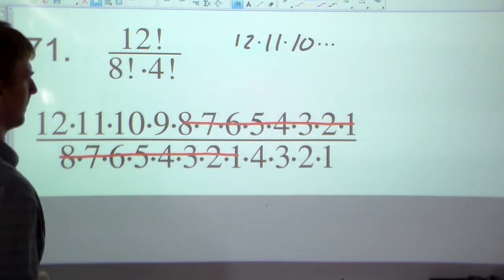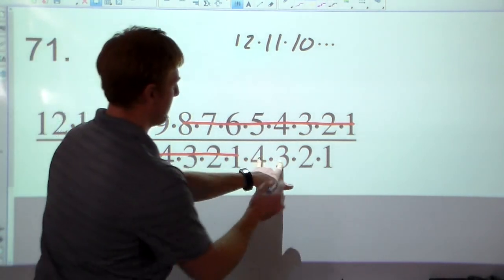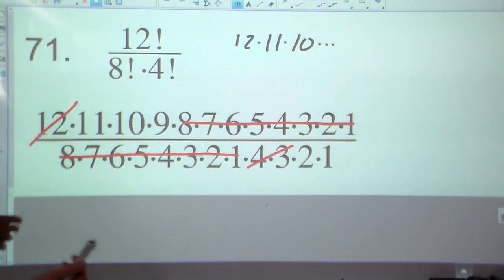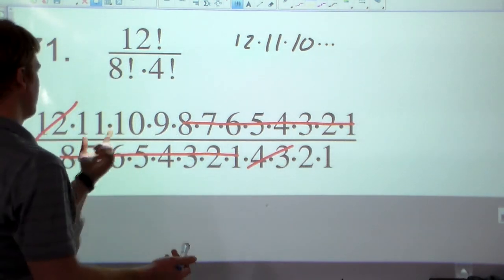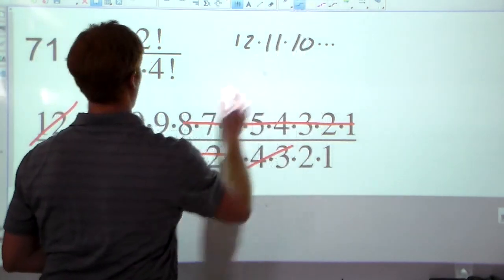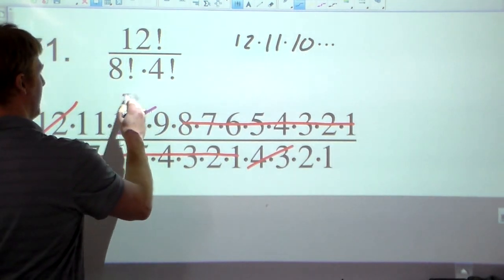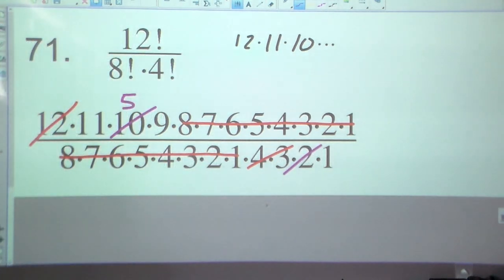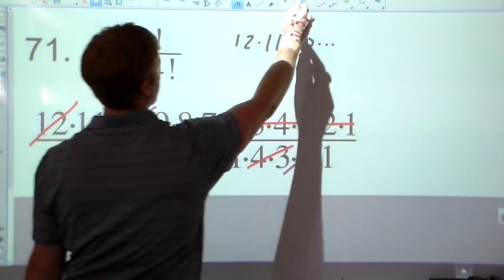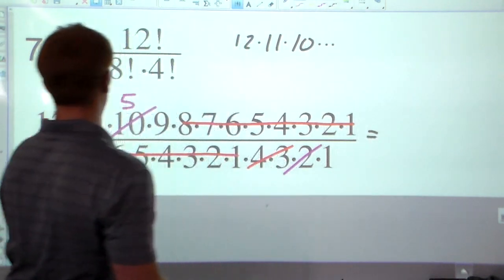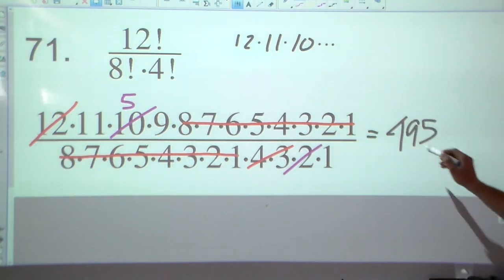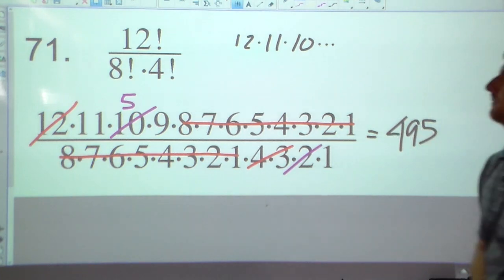And now let's see what else can go away. So 4 times 3 is 12. And I've got 2 down there. 10 is the only odd number I have left. So if I divide 10 by 2, I get 5. And the 1 I don't really care about because it's not going to change anything. So let's see what we have now. We've got 11 times 5 times 9, and that is 495 when you multiply them.